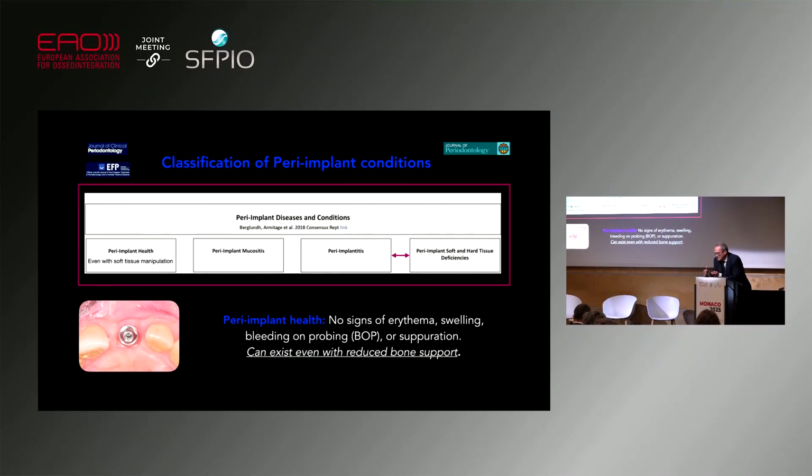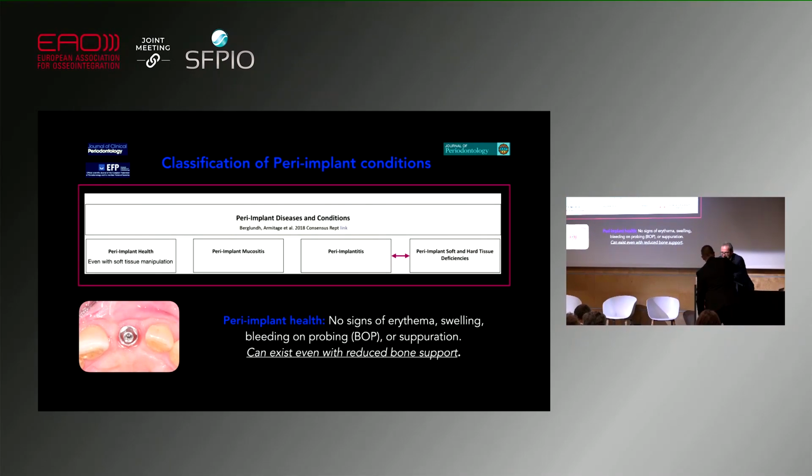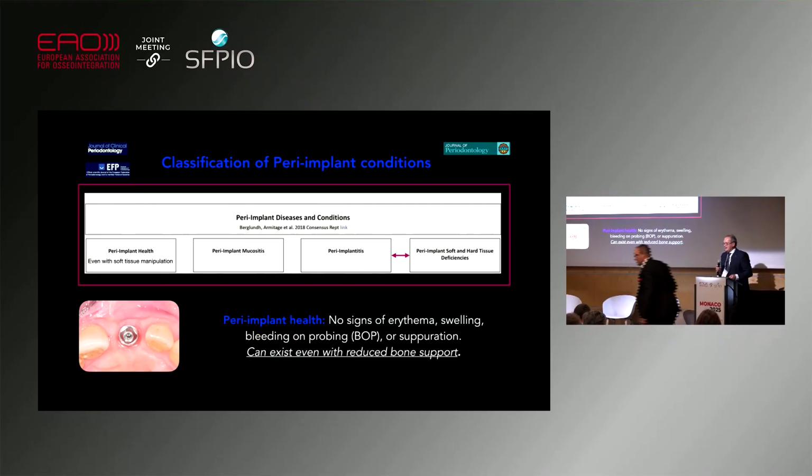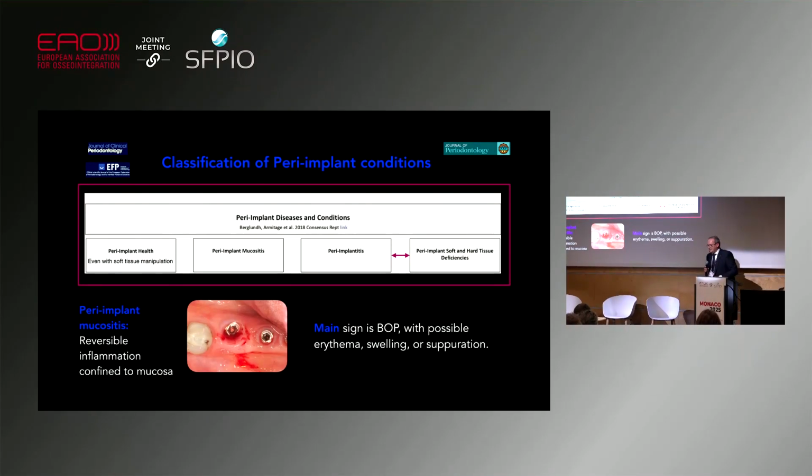The second question is, for how long? The second category is the so-called early inflammatory process, where the inflammation is confined to the oral mucosa. The main sign is elevated bleeding on probing, and probably elevated probing depth.